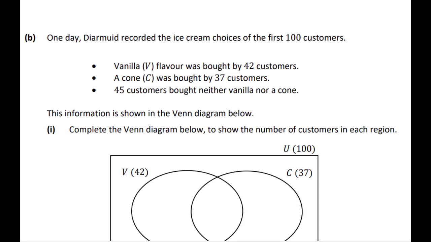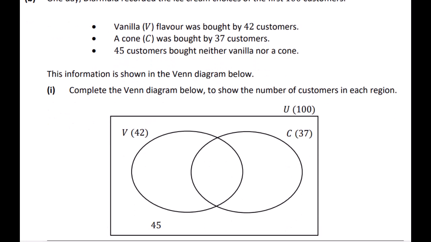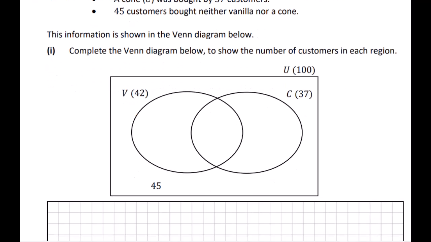One day Dermot recorded the ice cream choices of the first 100 customers. Vanilla flavour was bought by 42 customers, a cone was bought by 37 customers, 45 customers bought neither vanilla nor cone. The information is shown in the Venn diagram below. Complete the Venn diagram below to show the number of customers in each region.